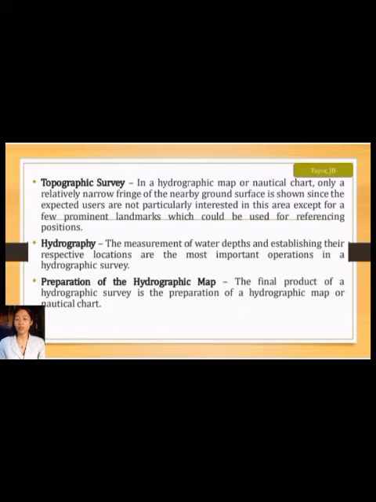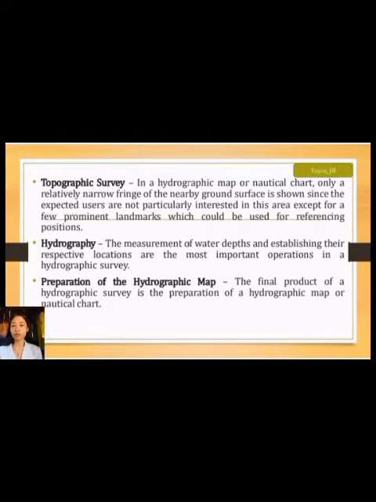And also, a topographic survey is performed to include this limited topography. And the fifth is the hydrography. It is the measurement of water depths and establishing the respective locations, which is the most important operations in a hydrographic survey. And different procedures and techniques have been devised to suit various field conditions, scope of work, purpose, and the desired accuracy of the hydrographic survey.